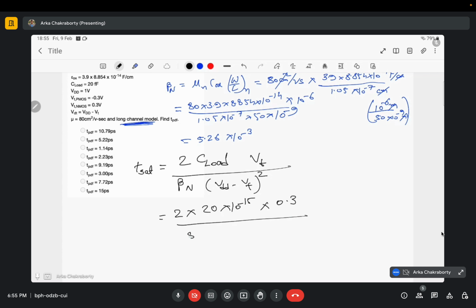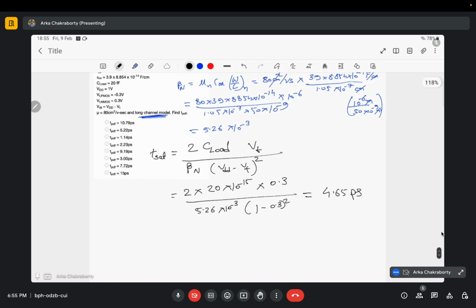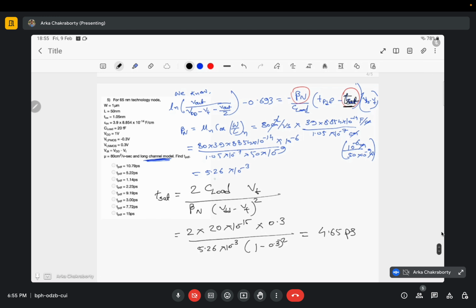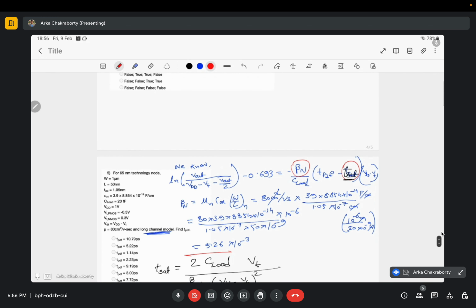Beta n is coming as 5.26 into 10 to the power minus 3, and VDD is 1, Vt is 0.3, whole square. Okay, so you solve it, you will get something like 4.65 picosecond. I have already solved it, you can check it. So I have got beta n, I have got T sat. I'll be using this value and this value, and I'll be putting it in this equation.